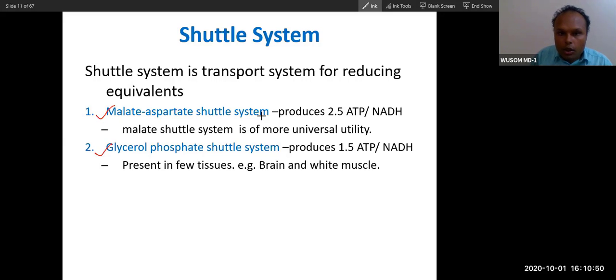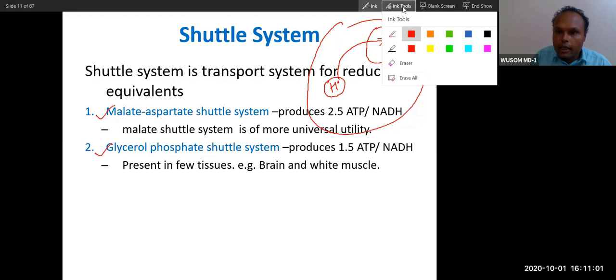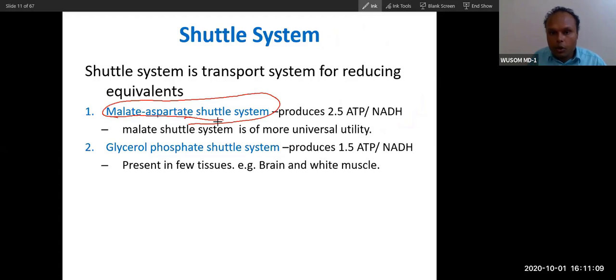So you can see there are two systems, the malate aspartate system and glycerol 3-phosphate. What do these do? From the cytosol, these two systems transport hydrogen into the mitochondria. The system is nothing but a molecule, and this molecule takes the hydrogen and transports it. And there is a difference between the two. What is the difference? What main thing do you need to remember?